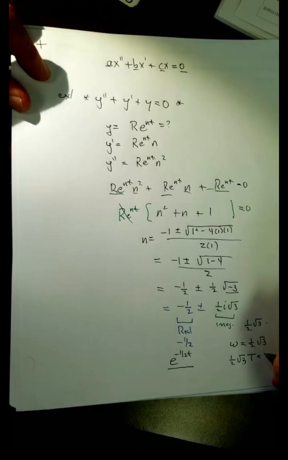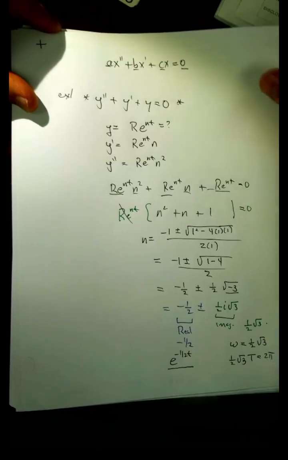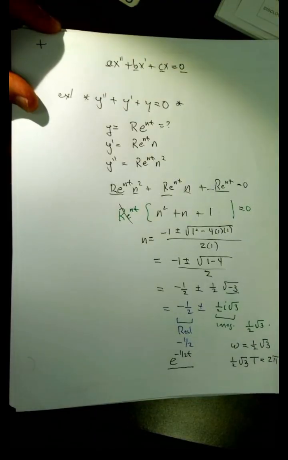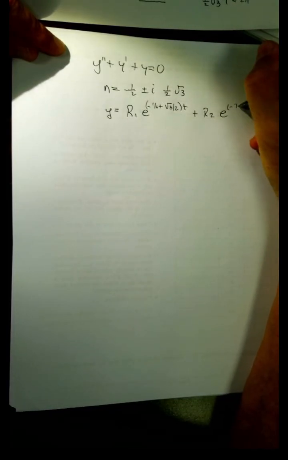So my period is going to satisfy that relationship, and I can figure out the period of the oscillations from here. I can also now find the solution. So what do we have? We had y double prime plus y prime plus y is 0. Our roots are minus 1/2 plus or minus i times 1/2 square root of 3. So this means that our solution then, I've got the exponential for the first root and the exponential for the second root.